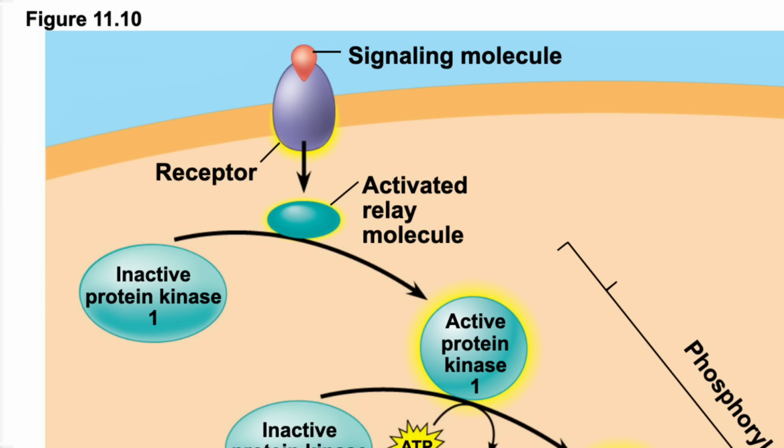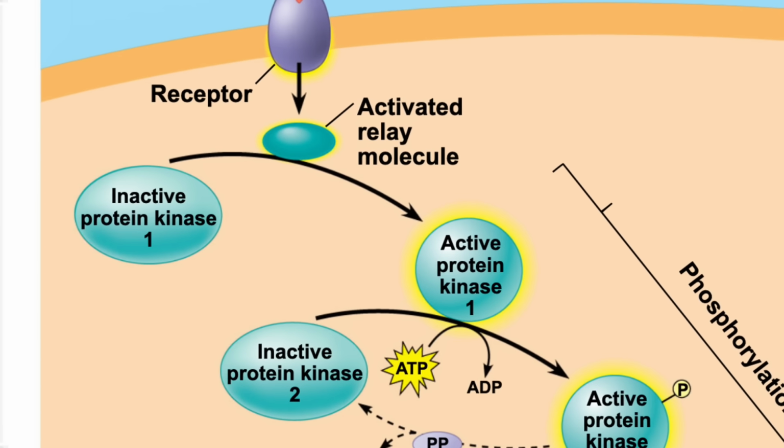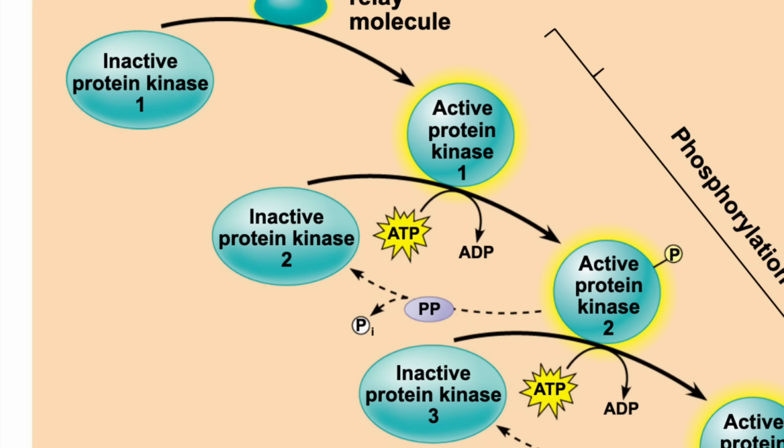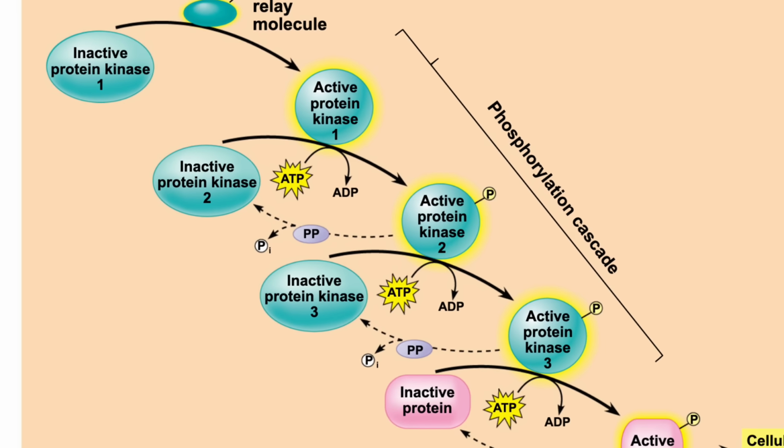So you can see that it activates an inactive protein kinase 1 into its active form. But do you remember what kinases were? We said earlier that kinases are enzymes that can add phosphate groups to downstream substrates using ATP. And here we see the beginning of this phosphorylation cascade.